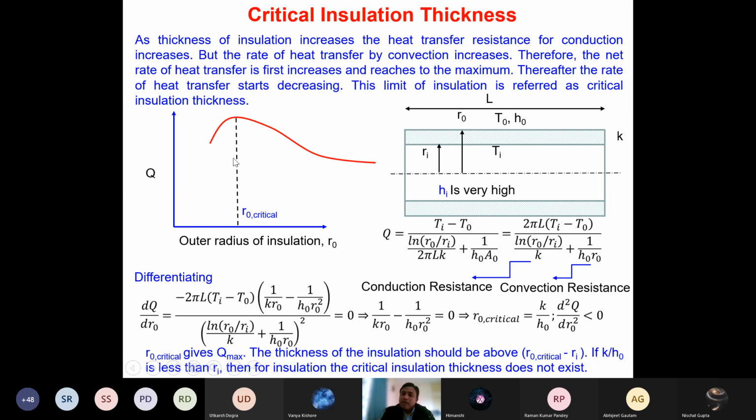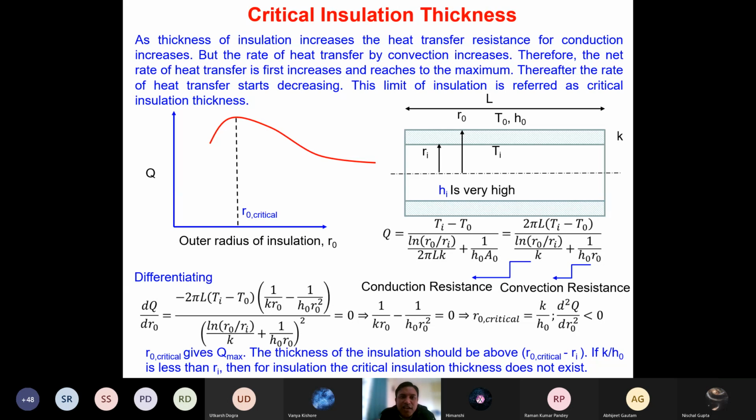Now why are we studying this? This type of situation you will see regularly in the process industry. Typically what we think is, the more insulation we add over the pipe, the more my heat dissipation to the surface is going to decrease. That is what we anticipate, isn't it? But it's not going to happen.